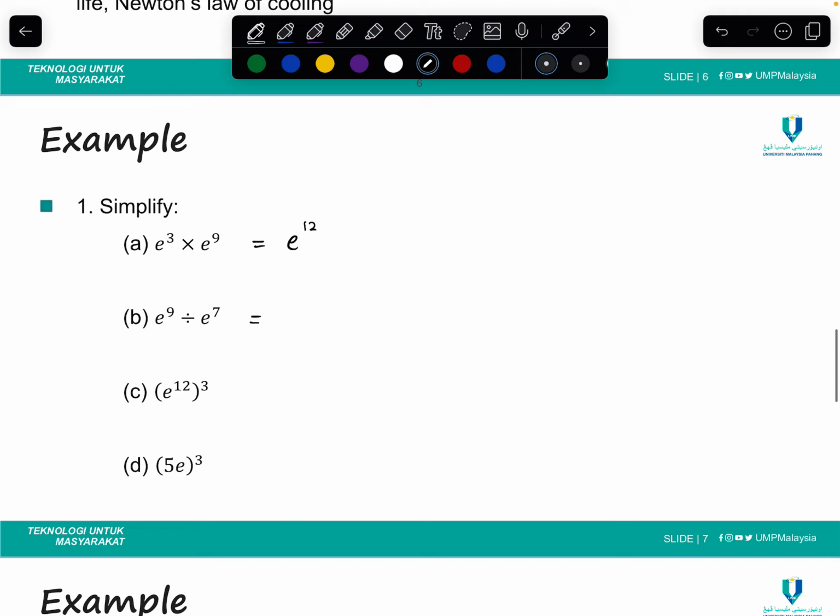Question B, e to the 9 divided by e to the 7 equals e to the 2, because 9 minus 7 equals 2. For question C, you just need to multiply the indices, so it becomes e to the power of 36. For D, you have a power on the outside of the bracket, which means that each element inside the bracket gains the same power. So this is the answer.